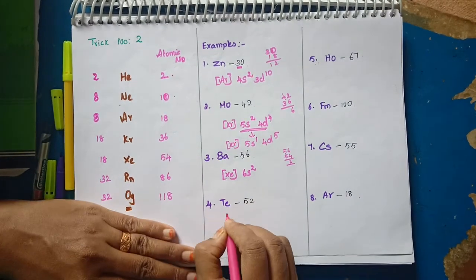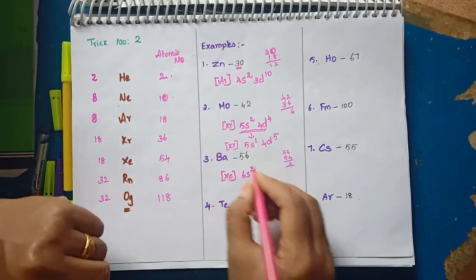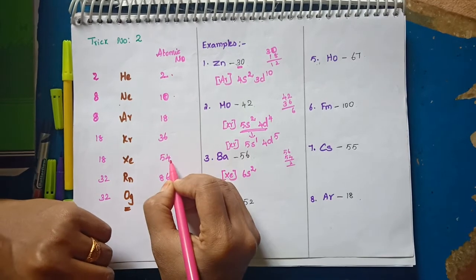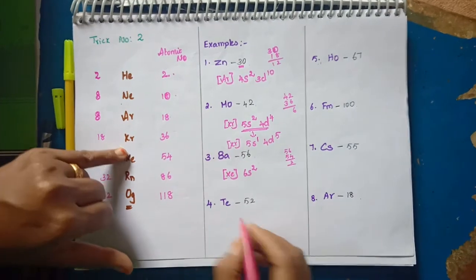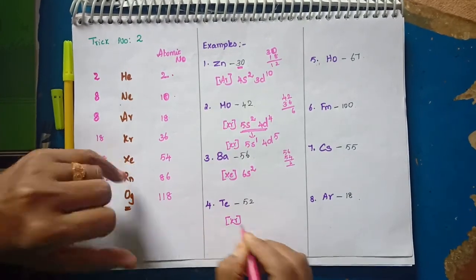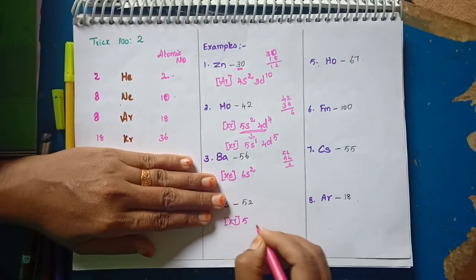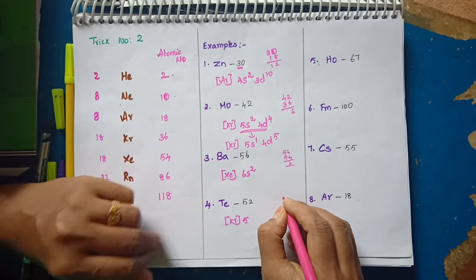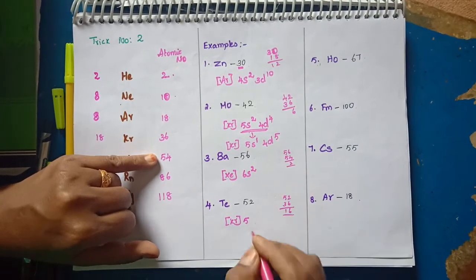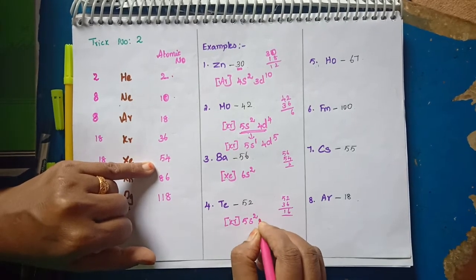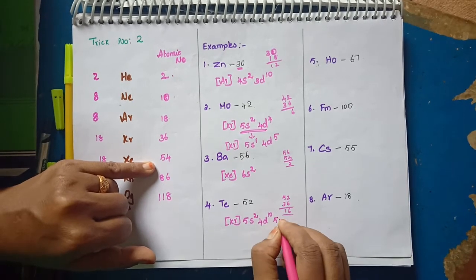Okay, the next one is the tellurium. Tellurium atomic number is 52. So 52, where is it coming? See, 36 and xenon. So what do we have to write here? Krypton. So write the krypton in the square bracket. Now how many principal quantum numbers are over? 4 is over. So next it should start with the 5. So the remaining atomic number is 52 minus 36. 16 is remaining. So 5s2, 4d10 and then 5p4.